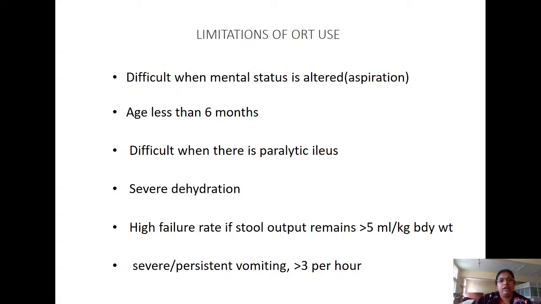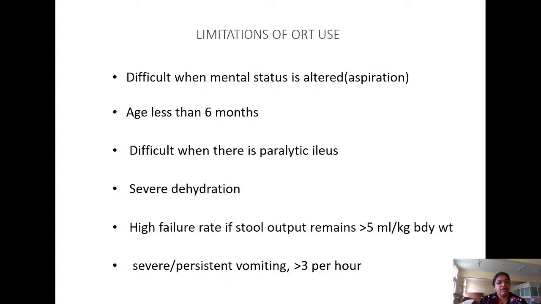The limitations of oral rehydration therapy: its use is difficult when the mental status is altered, like in aspiration, or if the child has severe dehydration. In a child less than 6 months, it is very difficult to go for ORS and treat, because the child will not drink, and he can't drink more. So the age of the child is small, he has altered mental status, he has complications like paralytic ileus, abdominal distension, or the child has presented directly to you in severe dehydration.